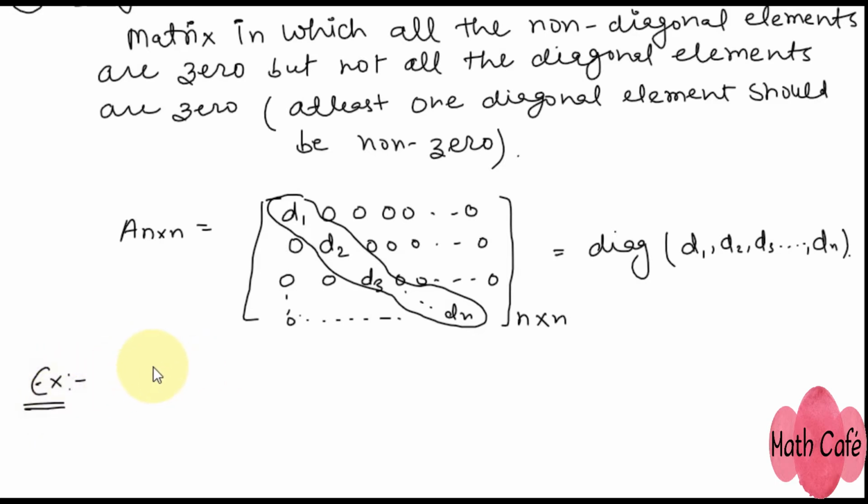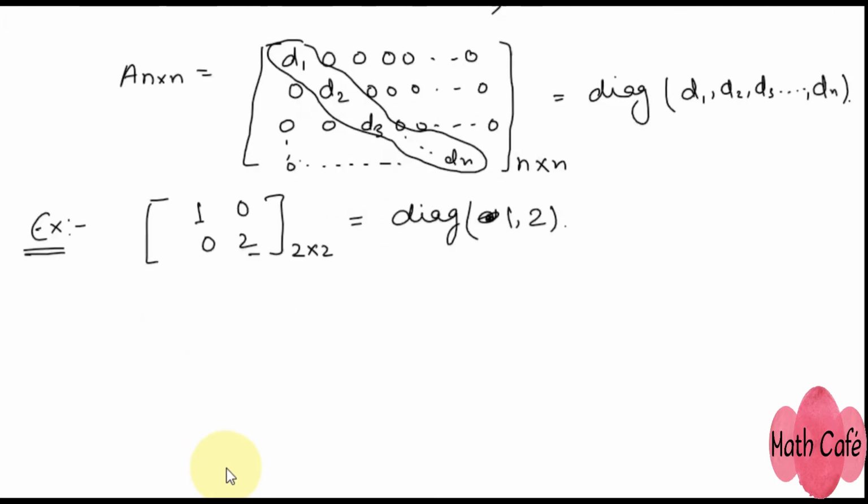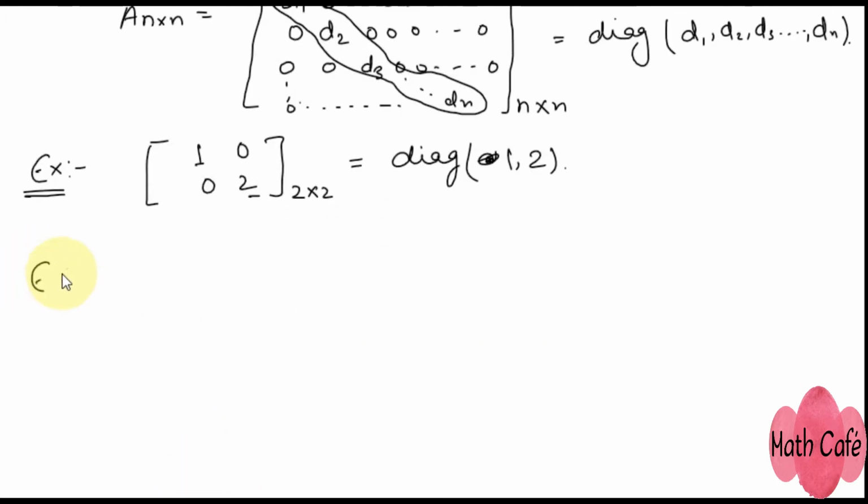All right, if a matrix is written in the form 1 0, let's say 0 and 2, so this is 2 cross 2 matrix. This is kind of a square matrix, and we can represent it as diagonal of 1, d1 is 1 and d2 is 2, so we can represent it as diagonal of 1 comma 2. All right, and let's take another example based on diagonal matrix.